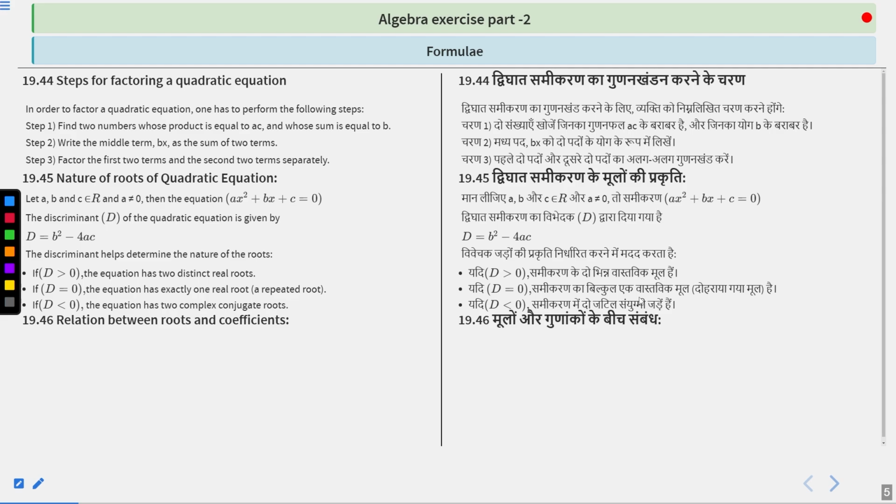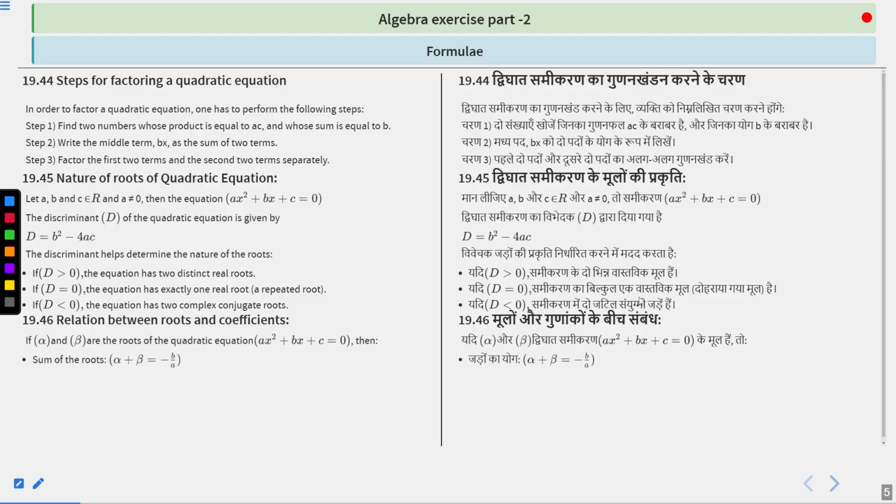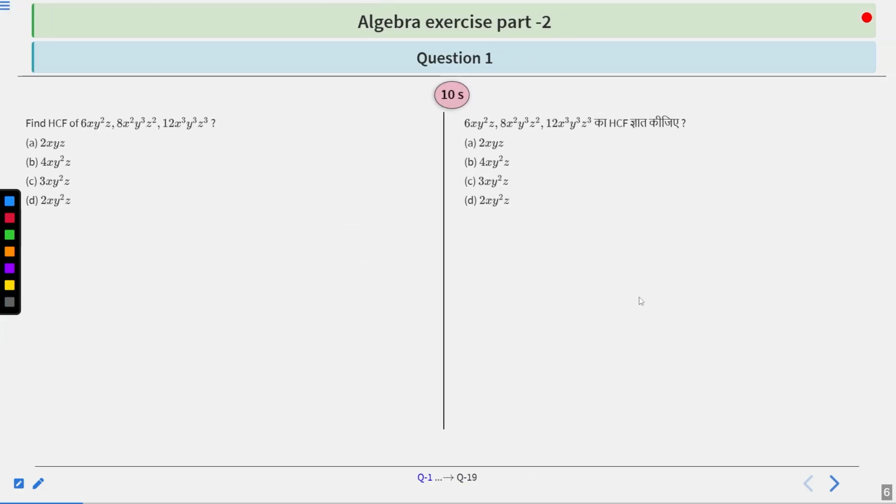Relationship between roots and coefficients. If alpha and beta are the roots of quadratic equation ax square plus bx plus c equal to 0, then the sum of the roots is alpha plus beta equal to minus b upon a. The product of the roots, alpha into beta, is equal to c upon a.